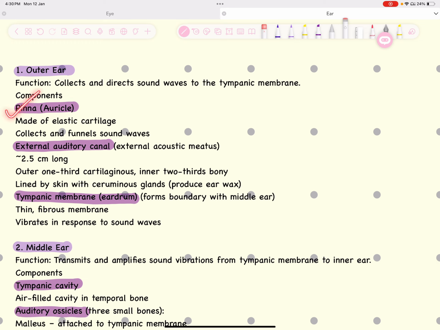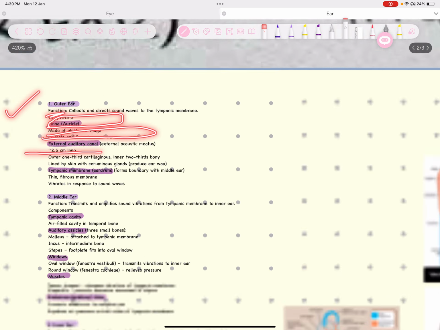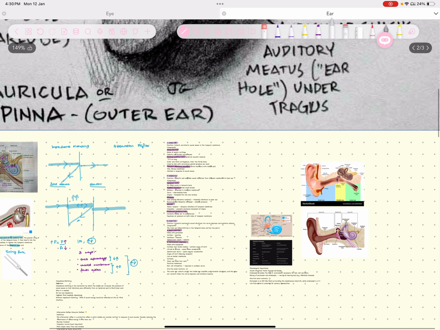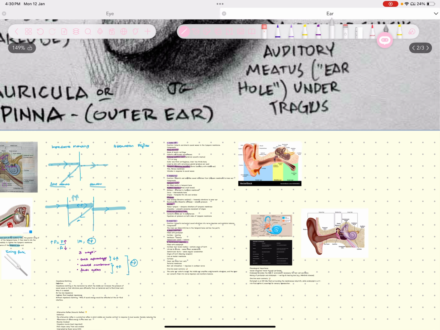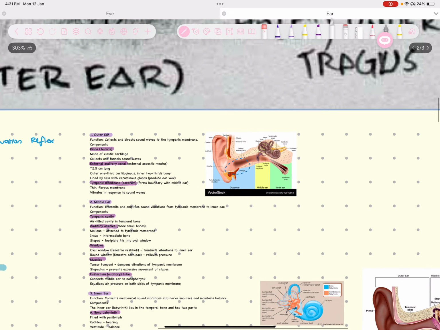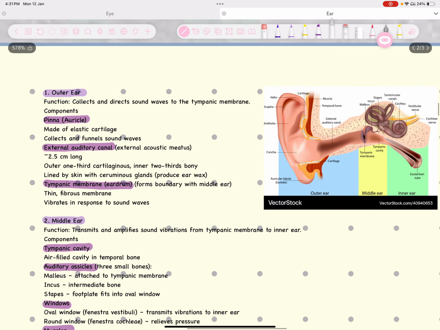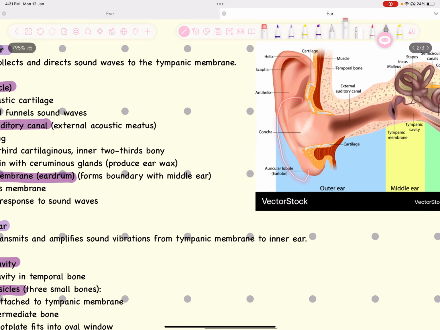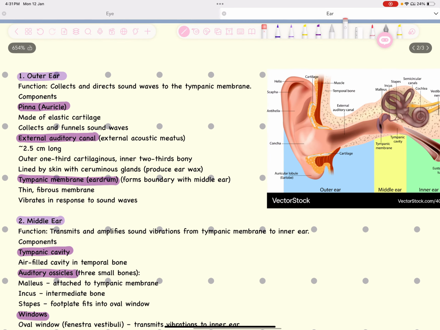What are the components? Pinna, which is the auricle, it is made up of elastic cartilage. It collects and funnels the sound waves. Then external auditory canal. Let me just bring this diagram here and resize it. So you can see the pinna, first of all, this is part of your outer ear, and then external auditory canal, this one, and then tympanic membrane, eardrum.